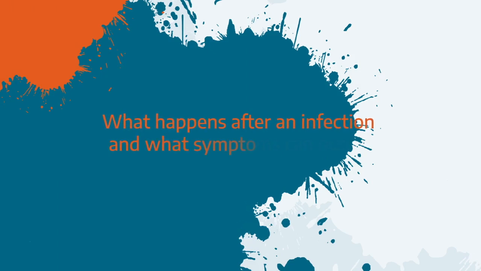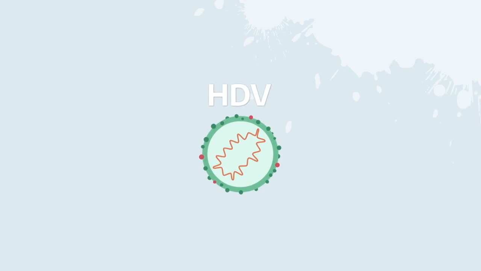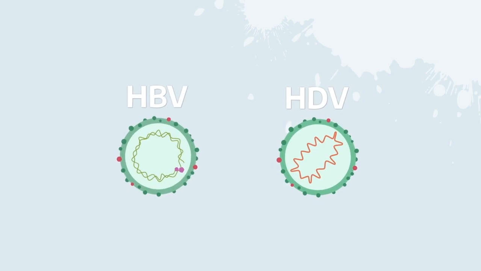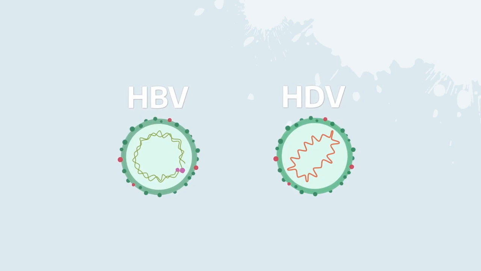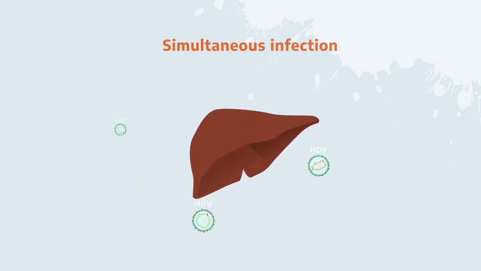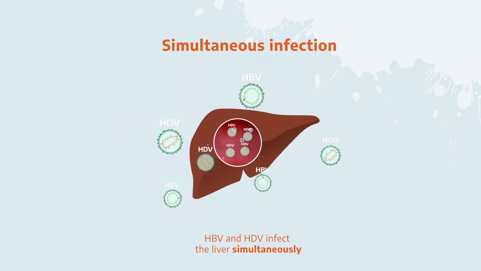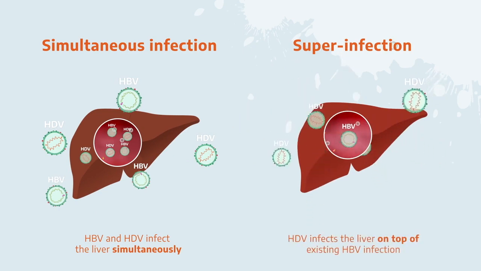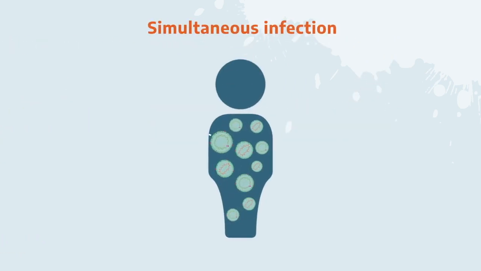What happens after an infection and what symptoms can occur? The hepatitis D virus, as already mentioned, is dependent on the hepatitis B virus in order to replicate. You can therefore only contract hepatitis D if you are infected with hepatitis B. If you are infected with the hepatitis B and D viruses at the same time, this is called simultaneous infection. Or, if you already have hepatitis B and are also infected with the hepatitis D virus, also called superinfection. For those affected, this distinction is very important.